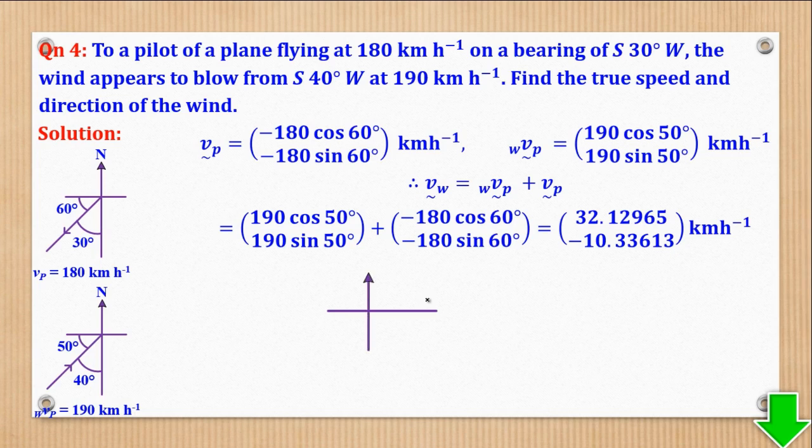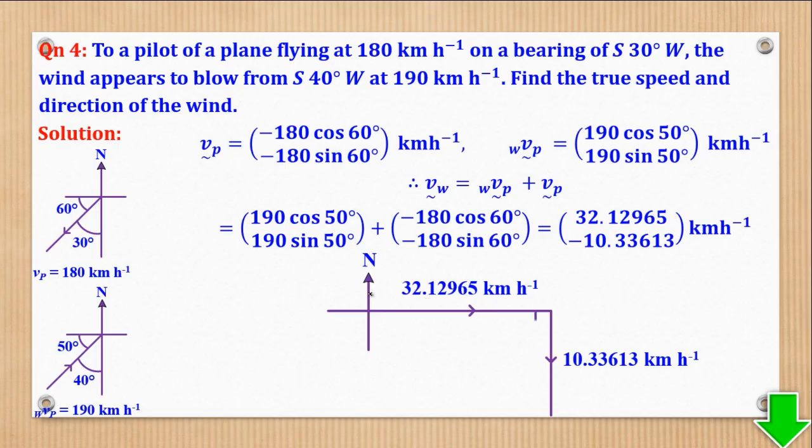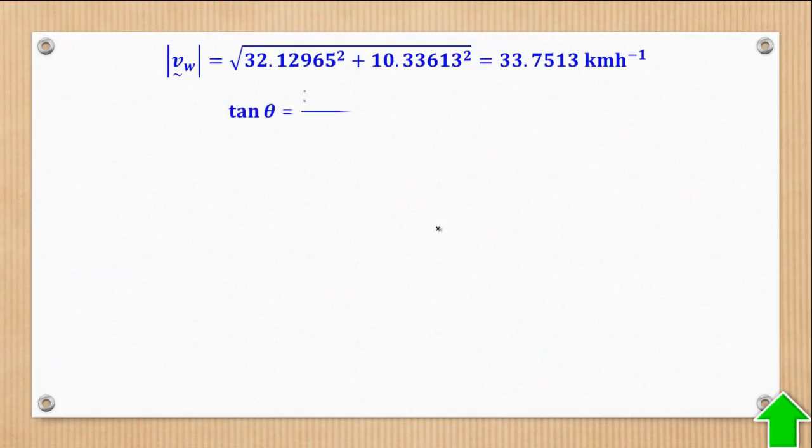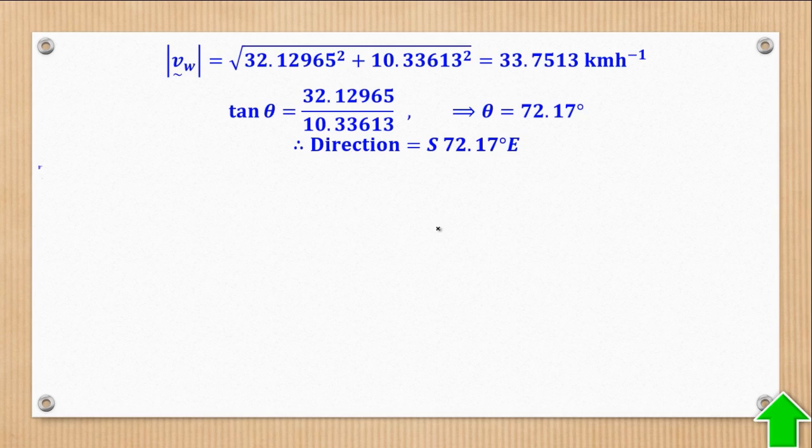So I think we realize the procedure is the same for all questions. So positive horizontal, negative vertical, then the velocity of wind. So from there, still you do the same Pythagoras theorem and SOHCAHTOA. So magnitude will be that, and angle will be that, therefore direction is that. And that's what they wanted.